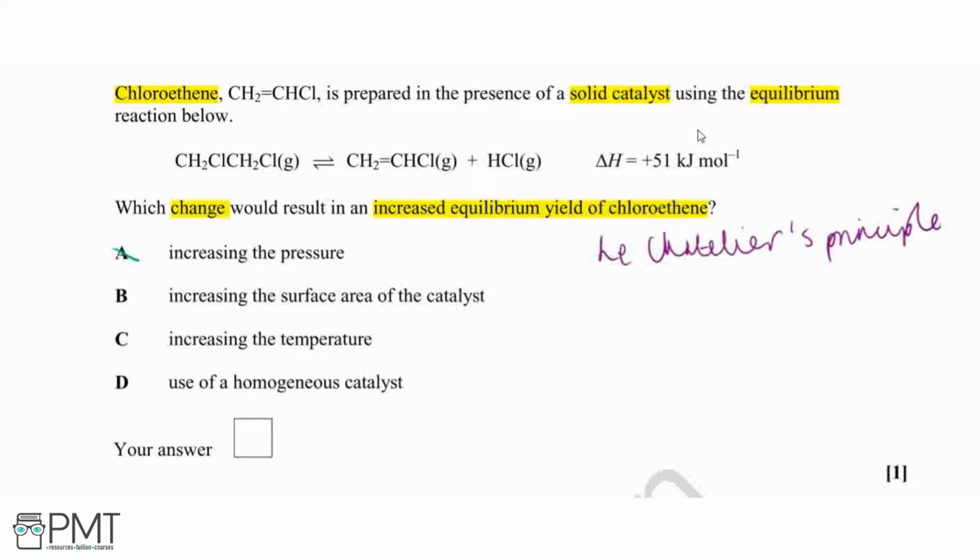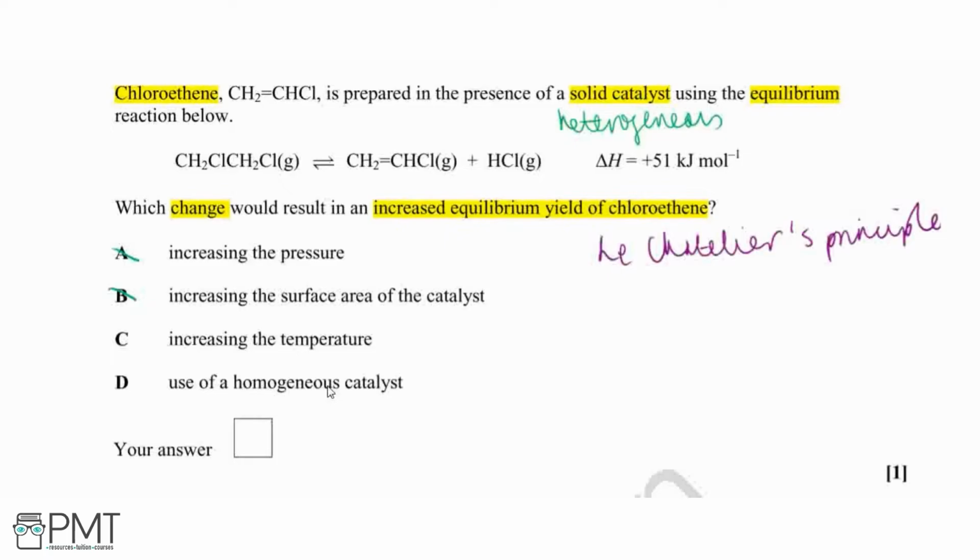Now we were told that we're using a solid catalyst here, and because we've got a gaseous system, that means that this is a heterogeneous catalyst. But increasing our surface area of this catalyst will increase the rate of reaction for both the forward and the reverse steps. So overall, we will not get an increased yield of our chloroethene because although we're increasing the rate, we're increasing it for both of the reactions, the forward and the reverse. So our overall effect will just cancel out.